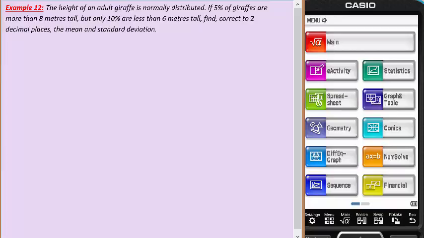We've got an application question here where we're looking at the height of adult giraffes. Whenever you have an application question or you're not quite sure what to do, we're just going to simply list what we know. The first thing we know is that 5% of giraffes are more than 8 metres tall. So the probability that the giraffe is more than 8 metres tall is 0.05. That's 5%.